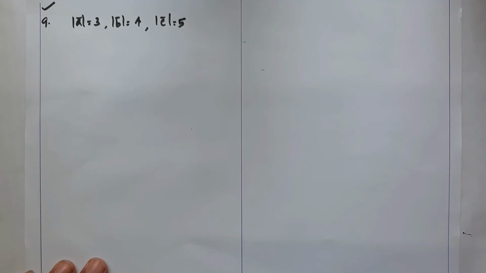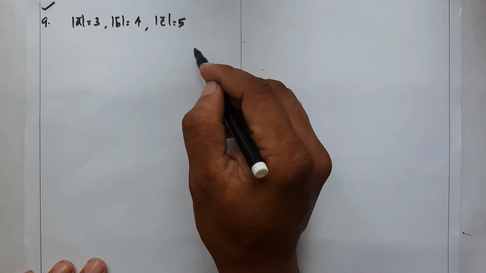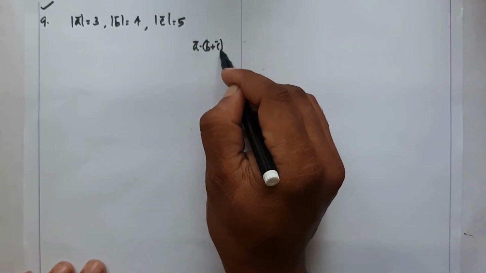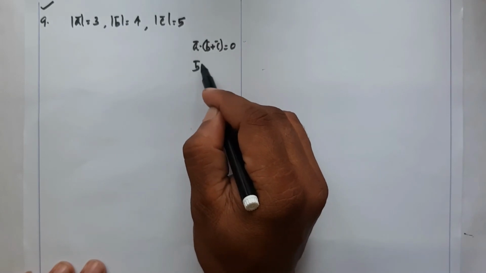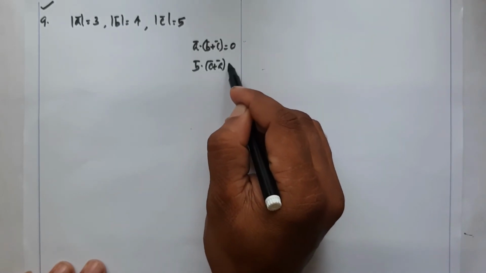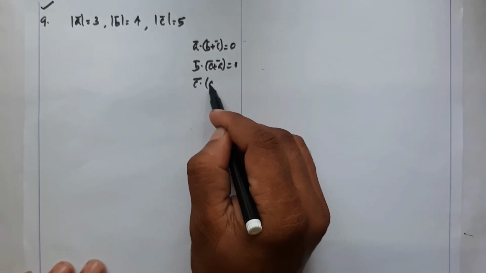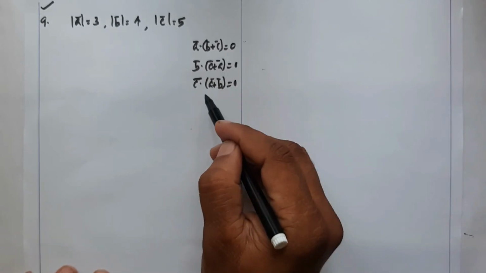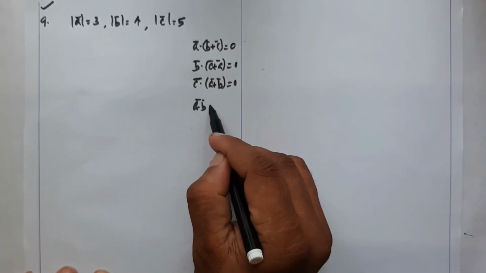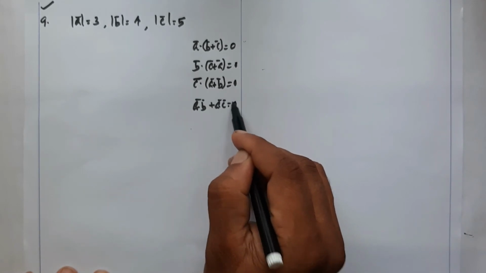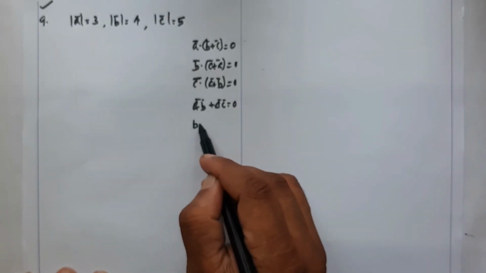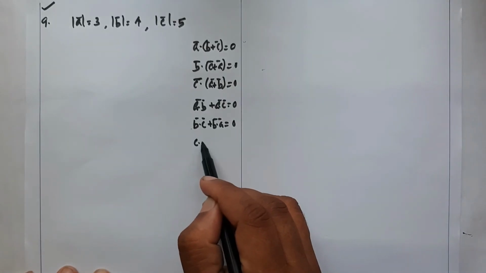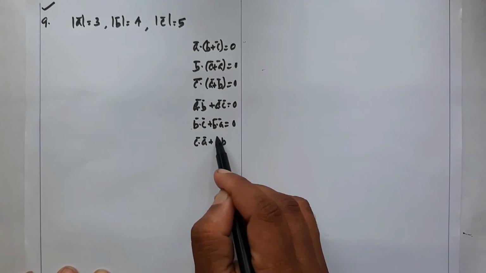And each vector is perpendicular to the sum of the other two. That is, A is perpendicular to the sum of the other two means A dot (B plus C) is equal to 0, B dot (C plus A) is equal to 0, and also C dot (A plus B) is equal to 0. That means A dot B plus A dot C equal to 0, B dot C plus B dot A is equal to 0, and lastly C dot A plus C dot B is equal to 0.